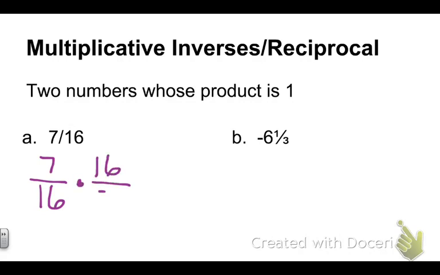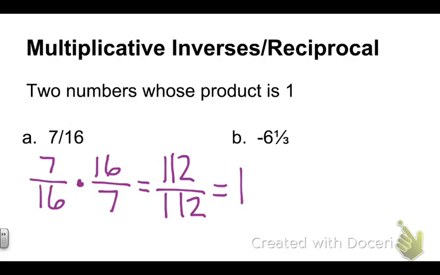You flip it so it says 16/7, and if you multiply those out, you get 112 over 112, and 112 divided by 112 is simply 1. Alright? Same thing with part B, -6 1/3.